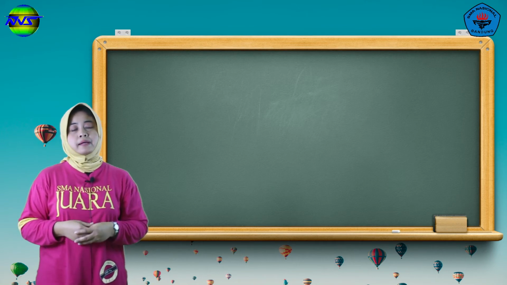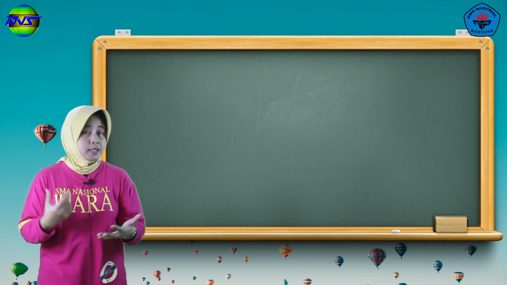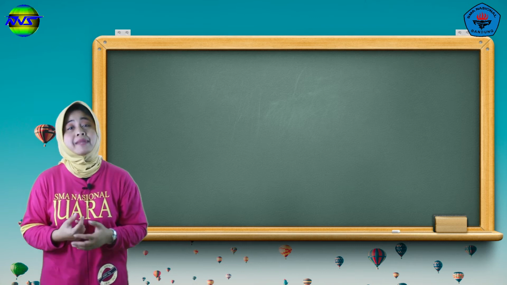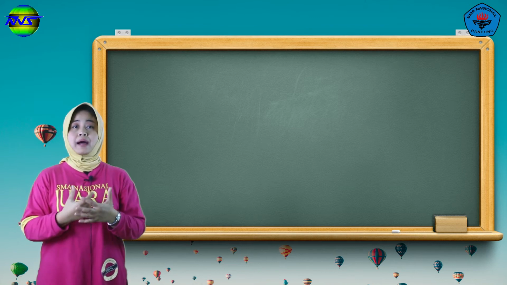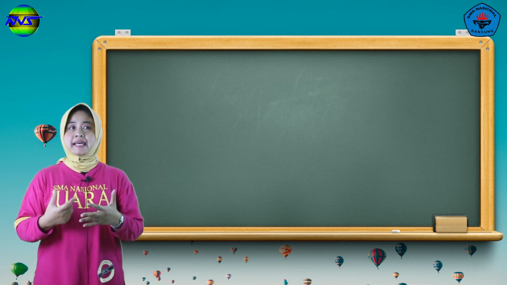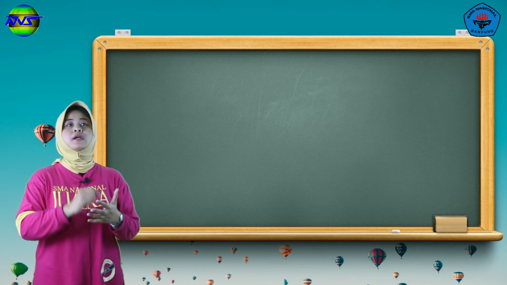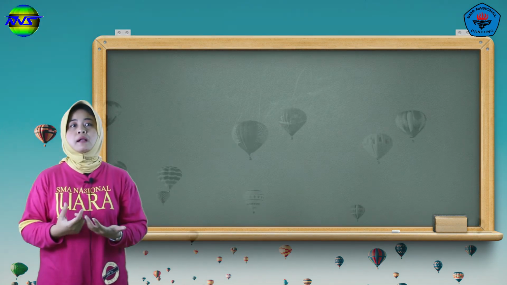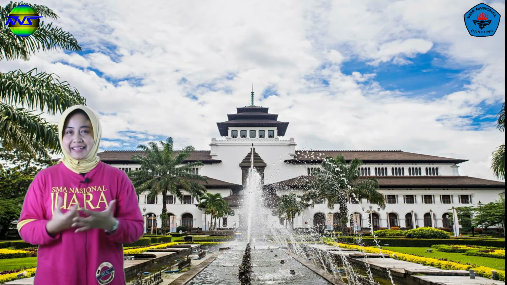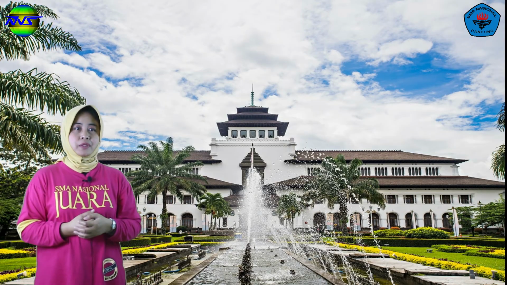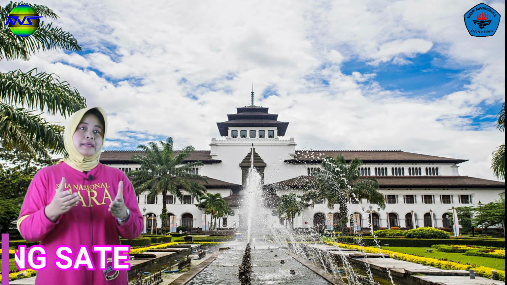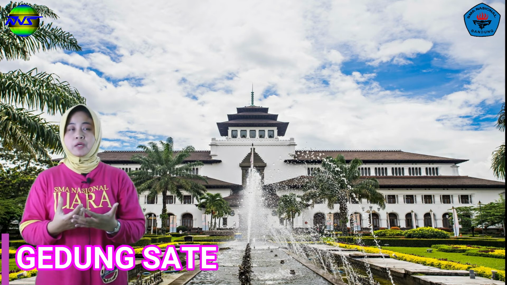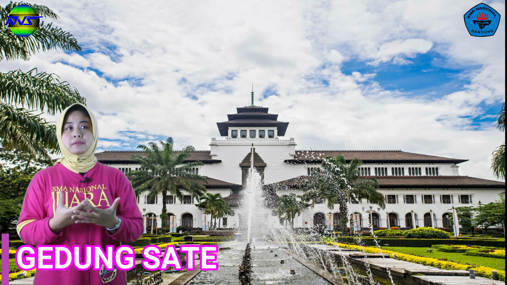Okay, students, we have discussed the social functions, the generic structure, and the language features of descriptive text. And now it's time for us to read a descriptive text. I will choose one short descriptive text, and it tells about a historical building. It's Gedung Sate. Let's check it out. The title is Gedung Sate. I will read it for you. We will start from paragraph 1.